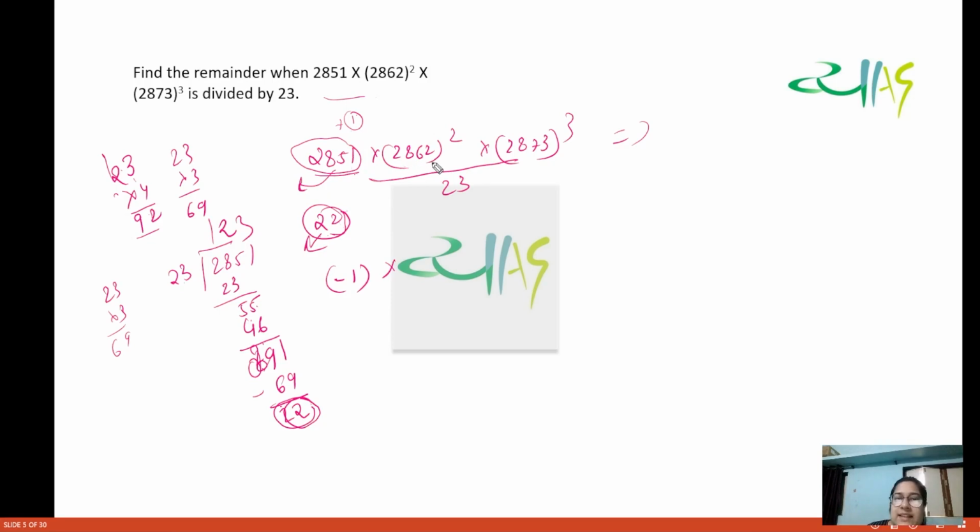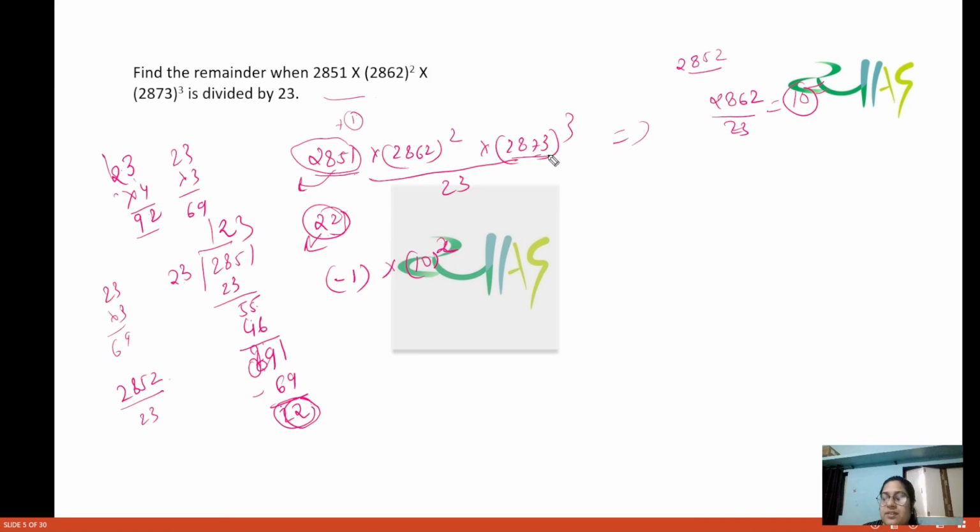अभी देखिए ये 2862 है। तो 2862 जो है वो बेसिकली हमें पता है अब कि 2852 जो है वो 23 से डिविजिबल है, ठीक है ना। तो हमारा ये 2862, इसका जो रिमाइंडर है वो 10 लिख सकते हैं। So you will get 10 square as the remainder. Because 2852 is completely divisible by 23, then your 2862 will give the remainder 10, obviously. Because 2852 plus 10 becomes 2862. So this becomes 10 square.